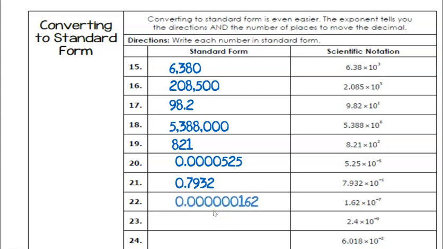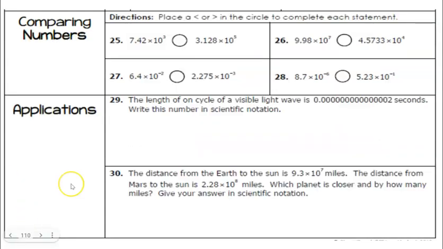Okay, so for 22, we have lots of zeros going on there. For 23, we even have more zeros. And 24 is kind of doable. All right, so how did you do? Okay, now we've got to compare our numbers. So we have two numbers written in scientific notation, and we're going to figure out which one is the bigger one. So pause your screen for a minute and see if you can do 25 through 28 on your own, and then see how you did.